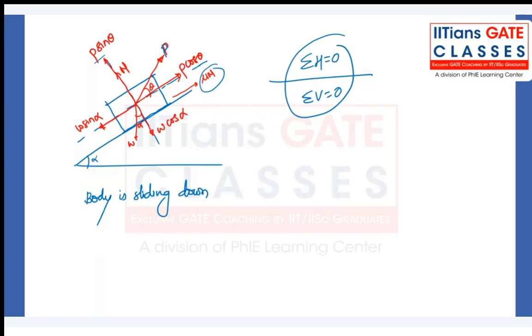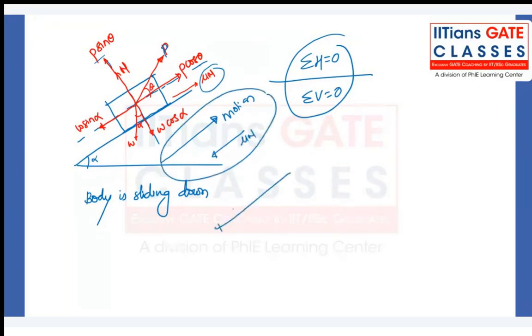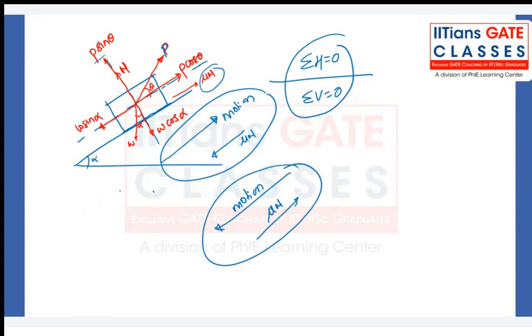Surjana is asking one more question. What to take when we need to change the direction of motion? I didn't understand your question. If you are considering that the body is moving in this direction, motion is in this direction, right? Frictional force will be in this direction. This is one part I'm explaining. If the body is moving in this direction, then frictional force will be in this direction. Are you following? Sujana, is it clear to you?